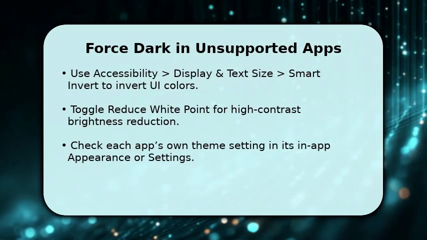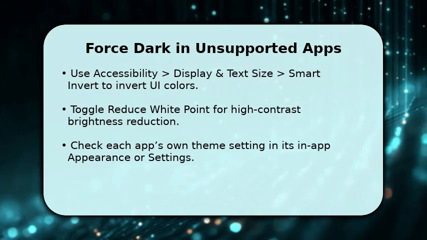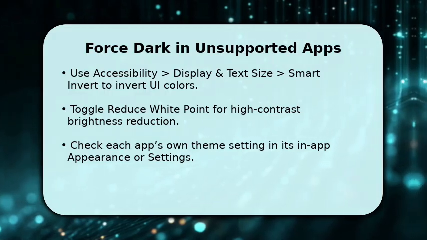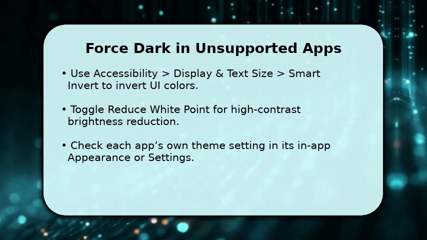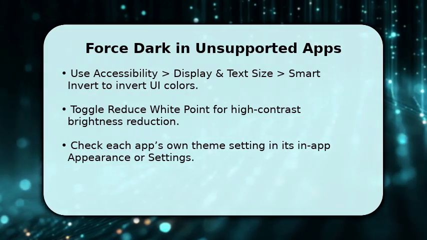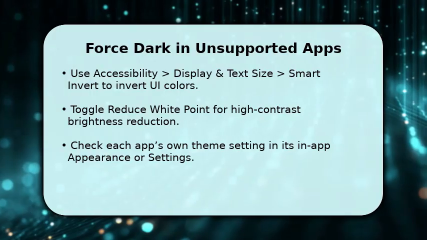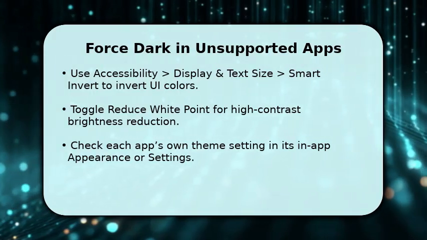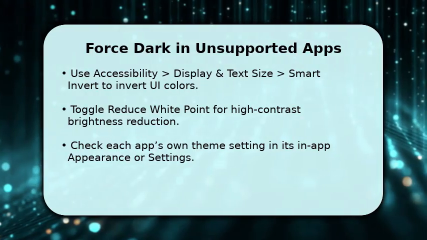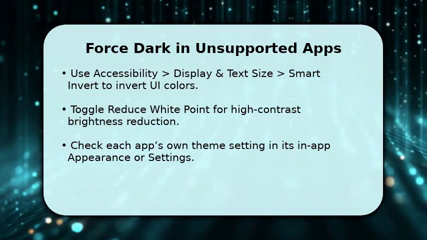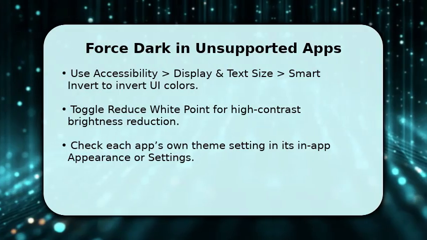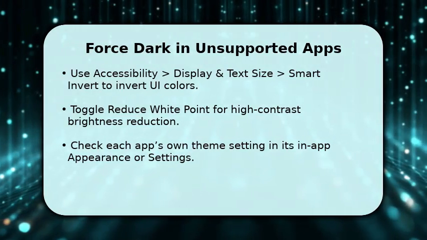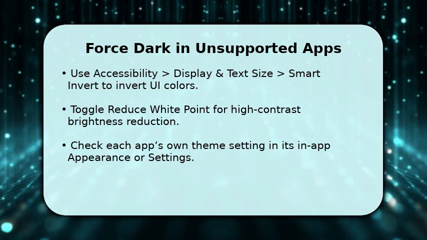Next, you address apps that don't follow System Dark. Go to Settings, Accessibility Display, and Text Size, then enable Smart Invert. It preserves images while flipping UI colors, giving a usable dark look. Make sure to also toggle Reduce White Point to reduce glaring whites. At the same time, inspect each app's own appearance or theme setting. Many have independent dark toggles that offer better color palettes. Together, these methods produce consistent dark experiences across most apps.